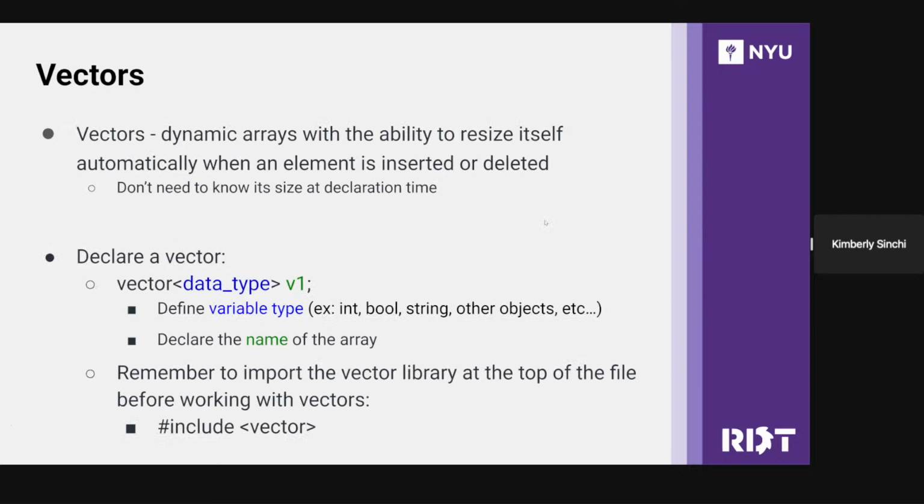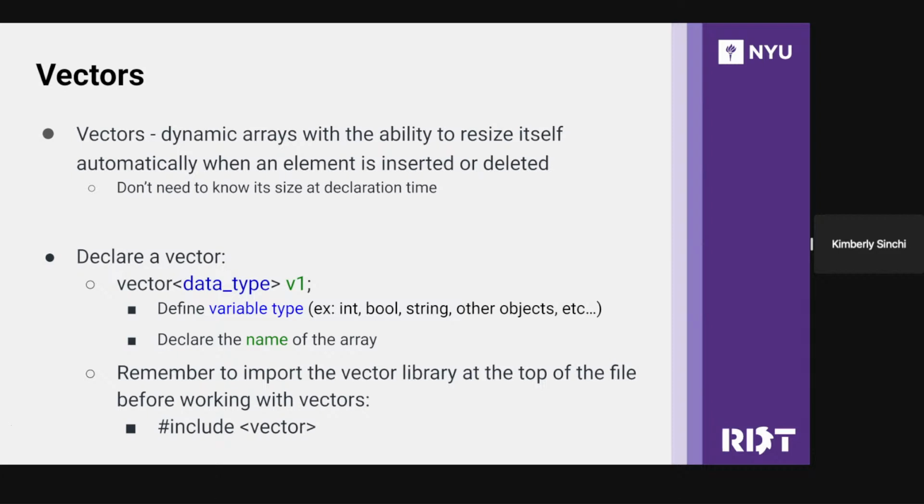Okay, so we just covered a data structure of arrays, which basically imply that you need to know the size of the array at declaration time. And so here we introduce another data structure called vectors, where you don't have to know the size of it at declaration time. This would mean that vectors can change in size as your file progresses.